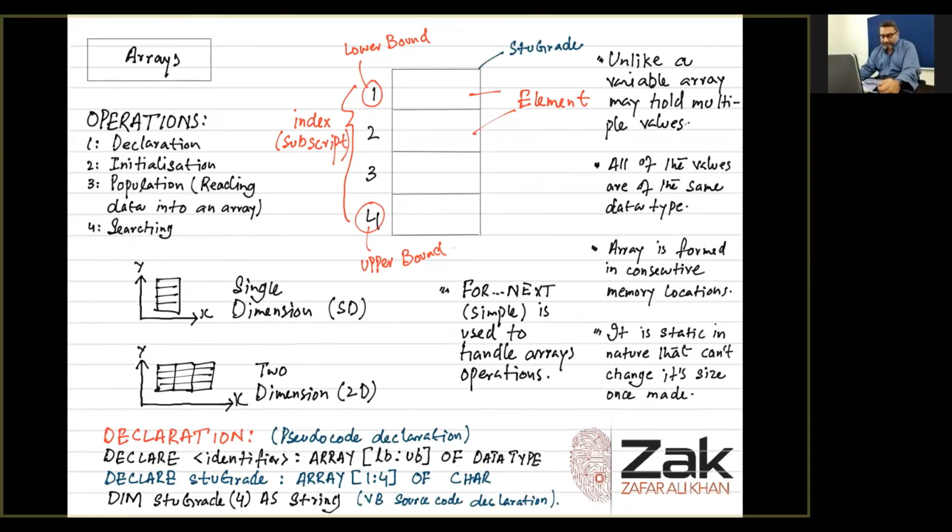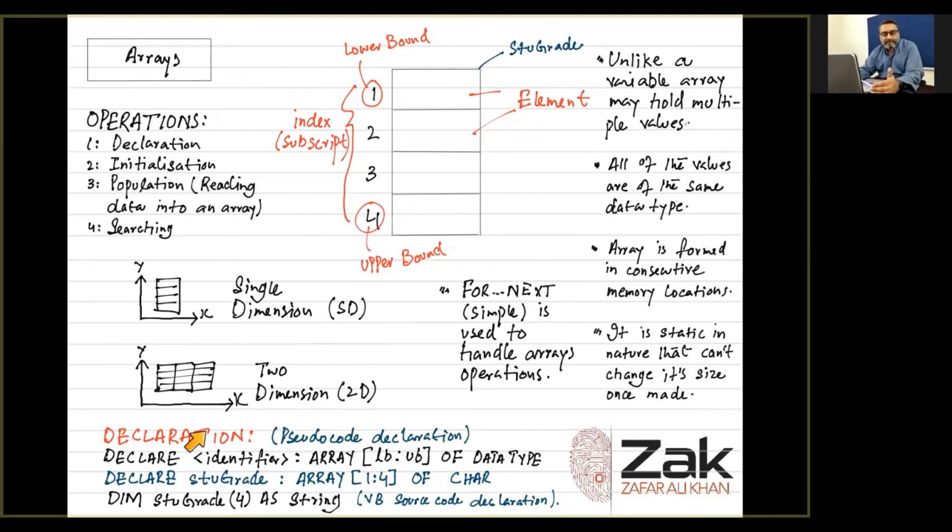Now, declaration of arrays. Declaration is an act, a command to the computer to create any data structure in the computer's memory. So an array is a data structure. So let's see how we create it. Now we would have to pay attention to two things.